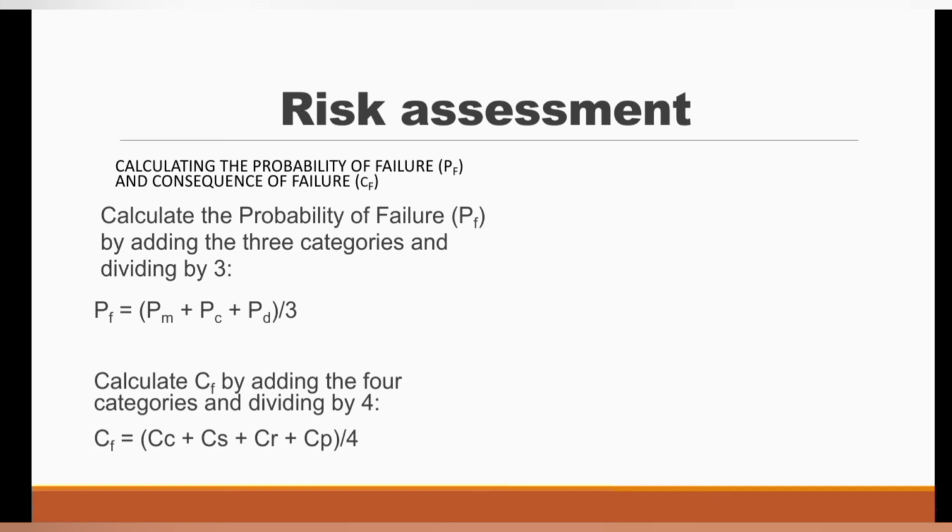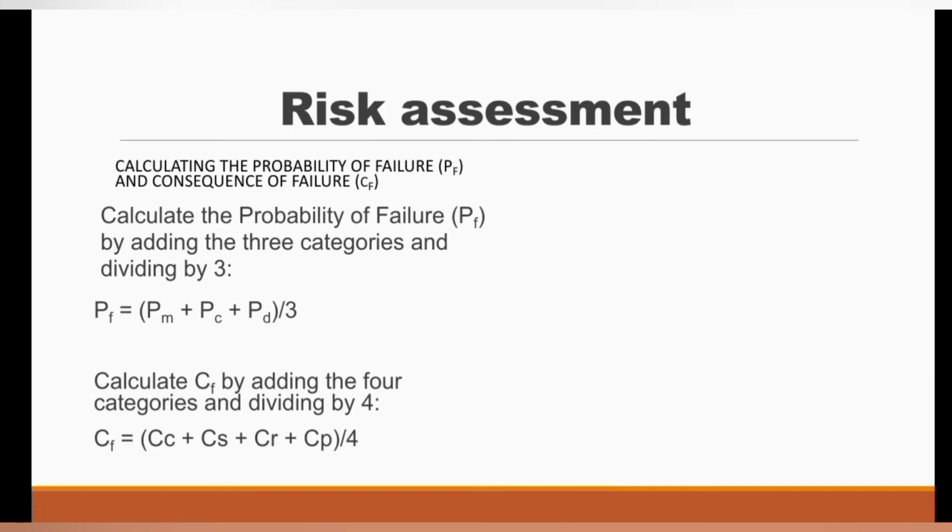So if the contributing factors are costs, schedule, reliability, performance, you divide it by 4. And even if you are able to identify other factors, if it becomes 6, you divide it by 6, and then you continue like that. So when you do that, you can get the PF and then the CF, that is the probability of failure and then the consequence of failure. And these two will help you calculate your risk factor.